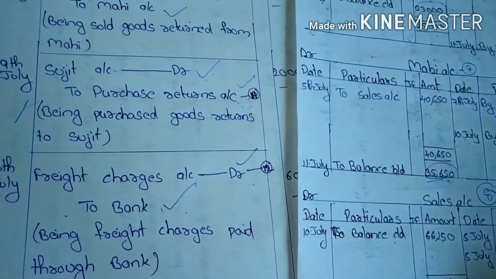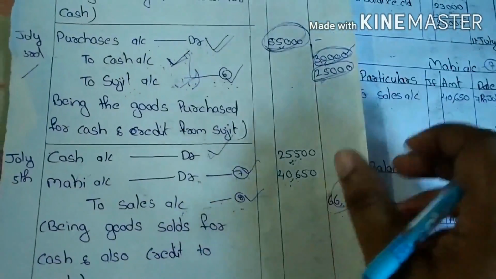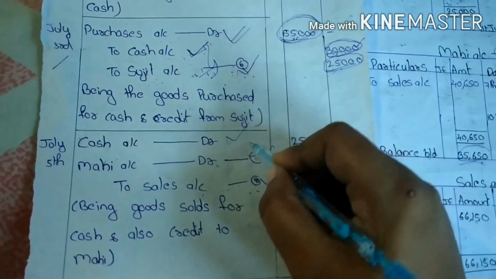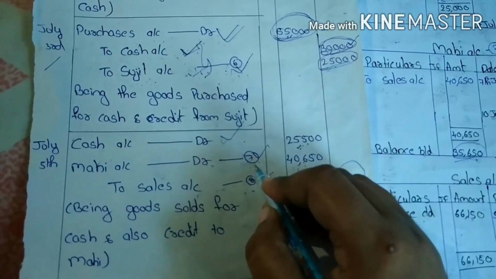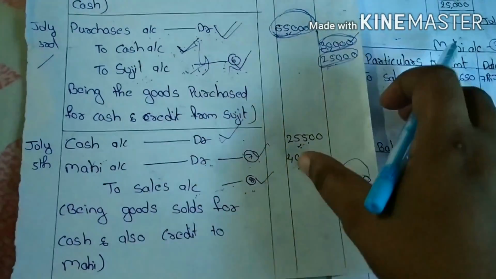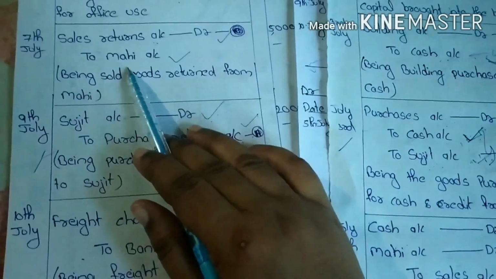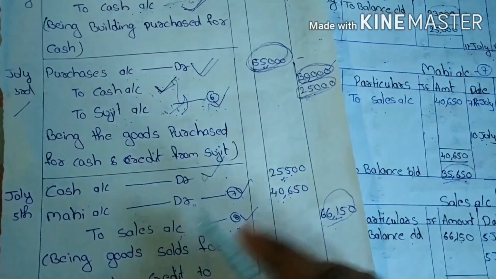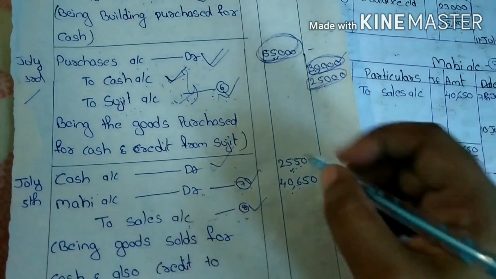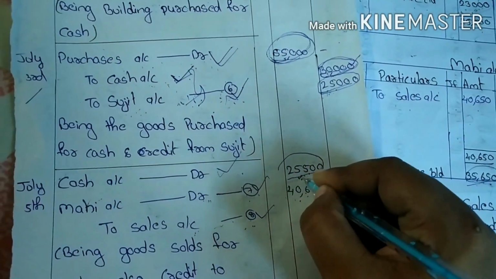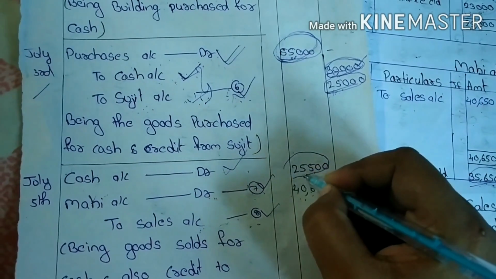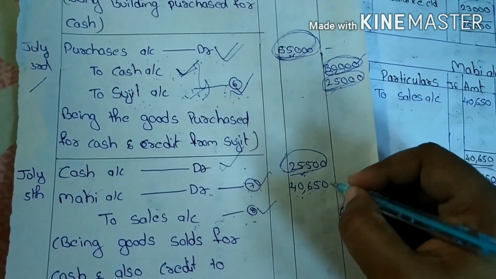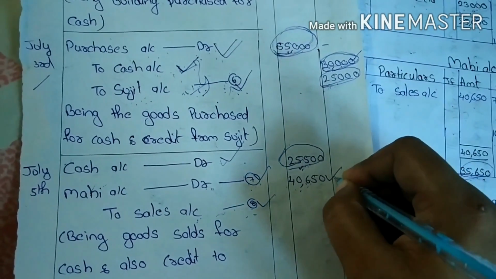Okay. Next, the Sujit account is also completed. Next, the cash account is already completed. Next, the 7th account should be the Mahi account. So here 1 transaction and here one transaction. So sold goods. So total sales 66,150. In this, 25,500 belongs to cash sales. So it should be written on the cash account, right? And the remaining 40,650 belongs to Mahi. It means credit sales, right?